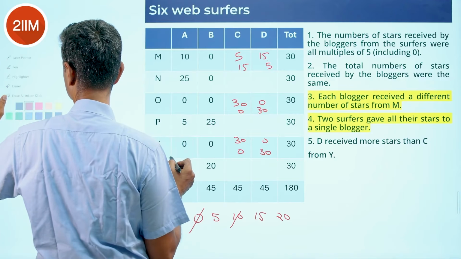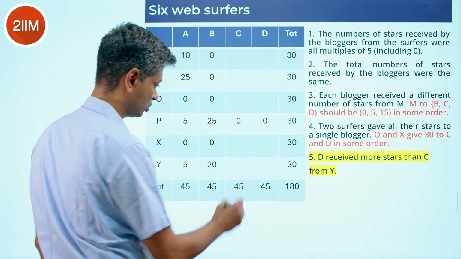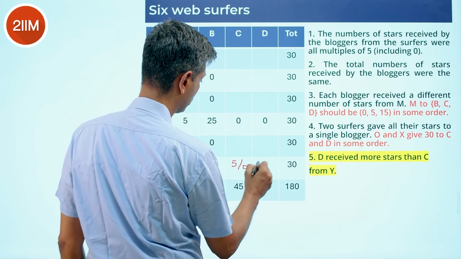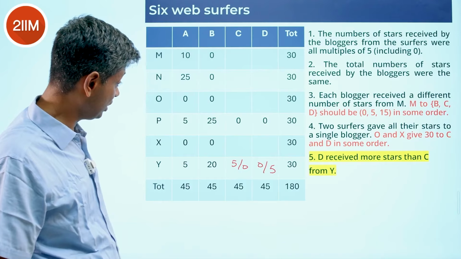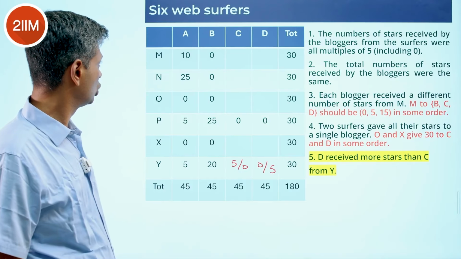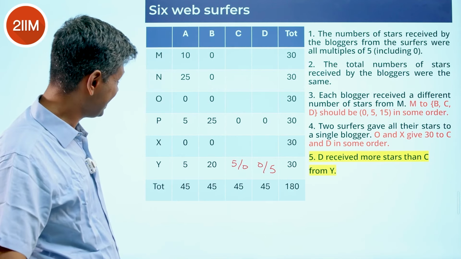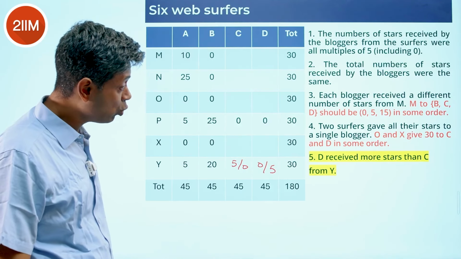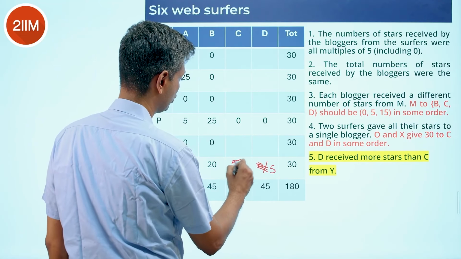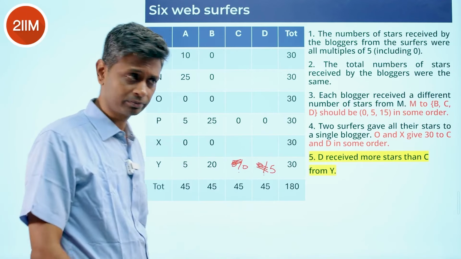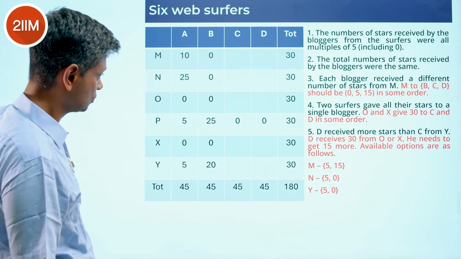5, 10, 20 are gone. So this is 5/0, 0/5. D received more stars than C from Y. So C and D get 0 and 5. D received more stars than C from Y, so D should have got 5, C should have got 0. This is 0 and 5. Nice.